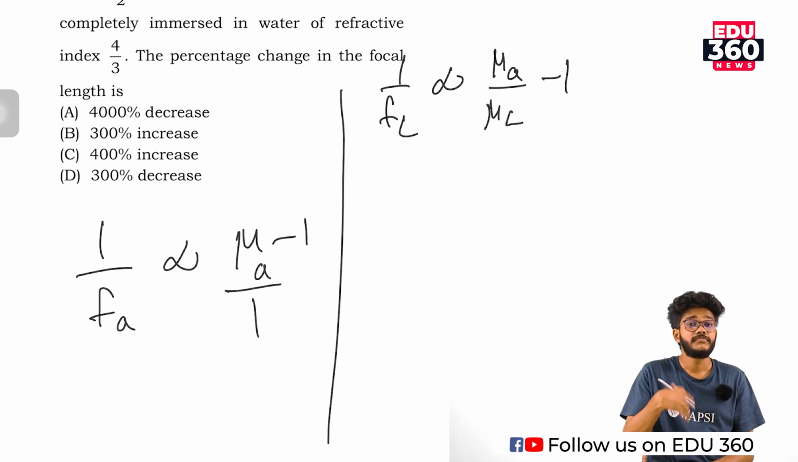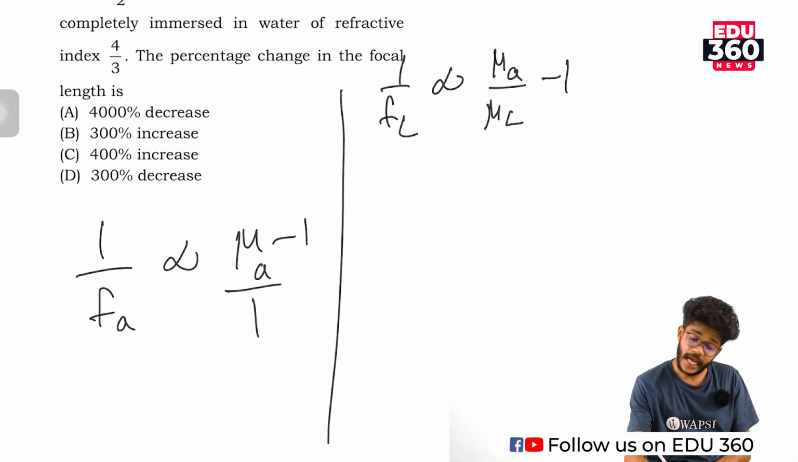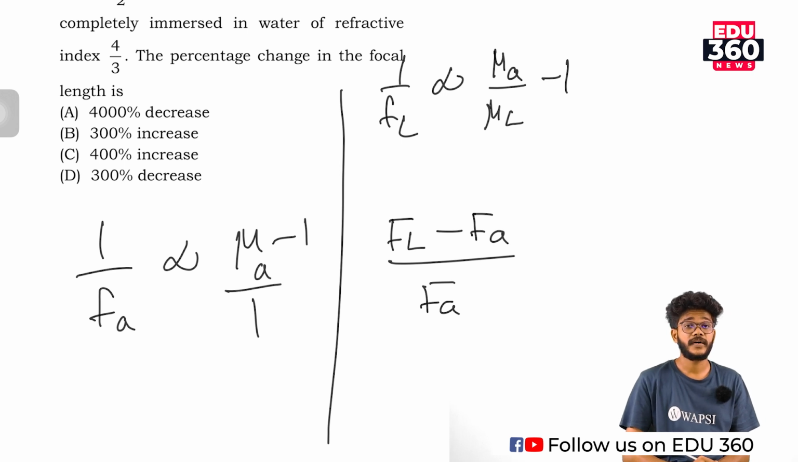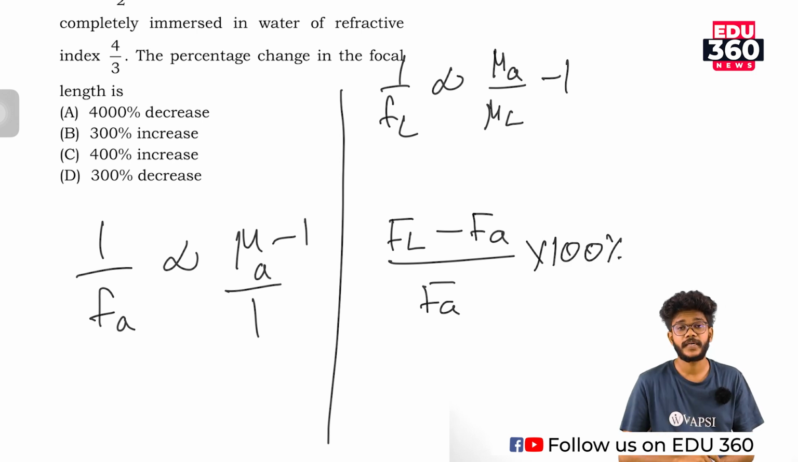Now we want to start a comparison between this f_a and f_L. f_L is the latest. So what we have to calculate is (f_L minus f_a) by f_a. If this is positive, then the change in focal length is an increase. We can say that the focal length is increased. And if this is negative, we can say that the focal length is decreased. And if we put a 100% multiplication factor, then we get the answer in percentage.